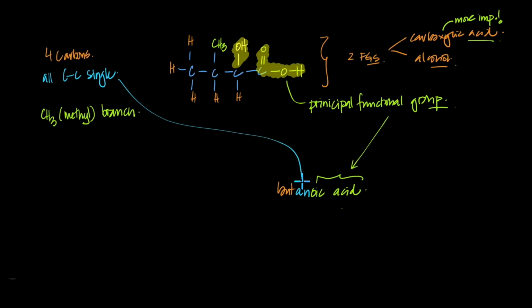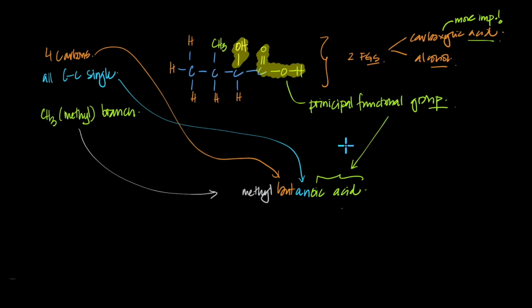All the carbon-carbon bonds are single, which is what the "an" is for. The fact that there are 4 carbons is the "but". And the methyl functional group is written as methyl. But it has to be given a position.